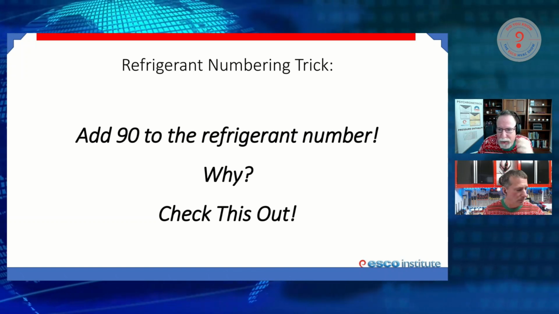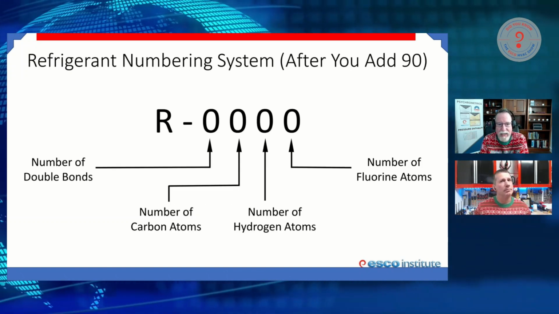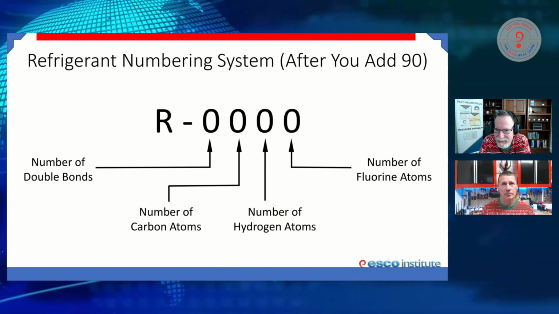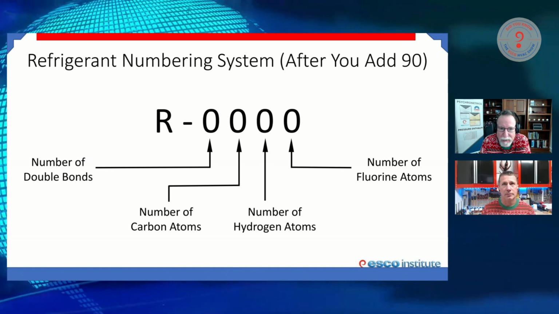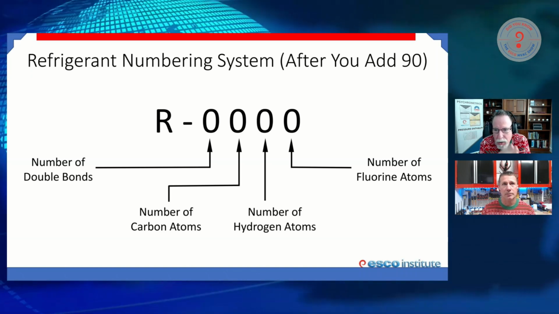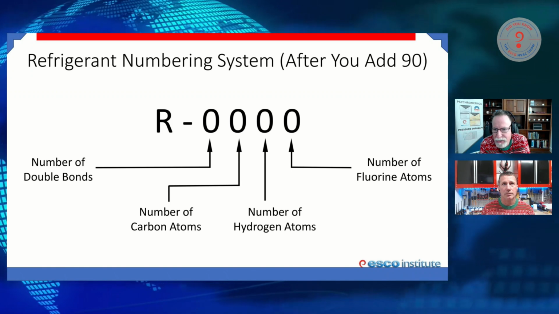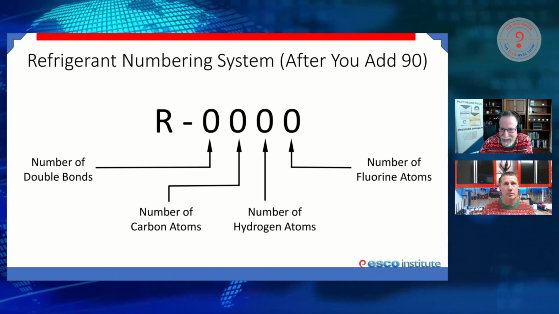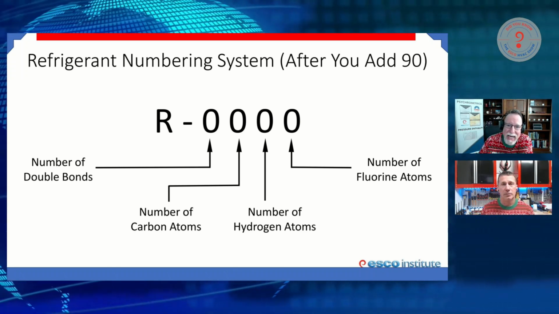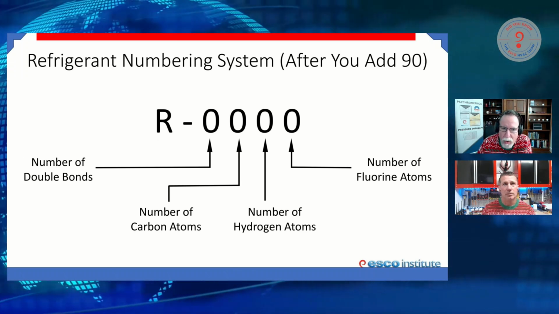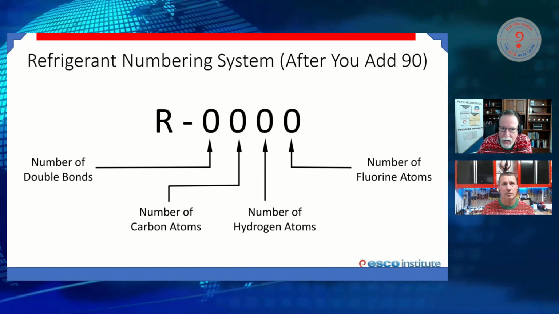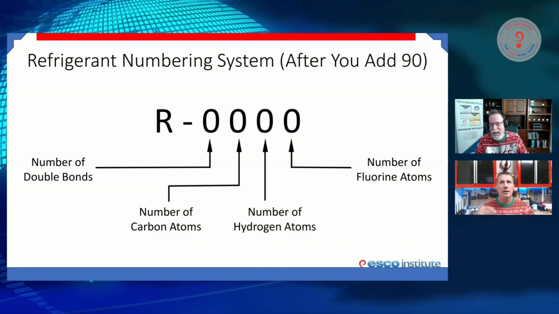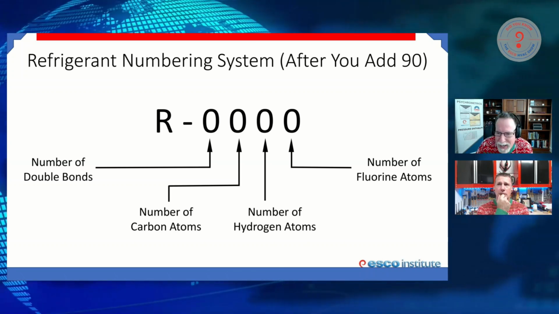You add 90 to the refrigerant number. And when we do that, take a look at what happens. If we add 90 to the refrigerant number, now we simply read from left to right: number of double bonds, number of carbon atoms, number of hydrogen atoms, number of fluorine atoms. There's no 1 more than this, 1 less than this. The trick is to add 90 to the refrigerant number. That will automatically bring this number down by 1 and bring this number up by 1. So it'll take care of the one more than, and one less than.